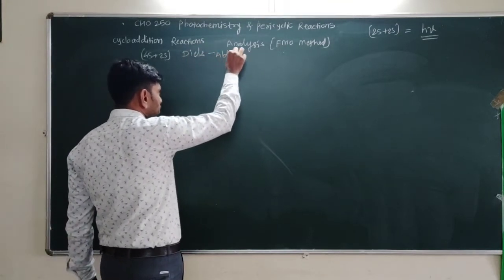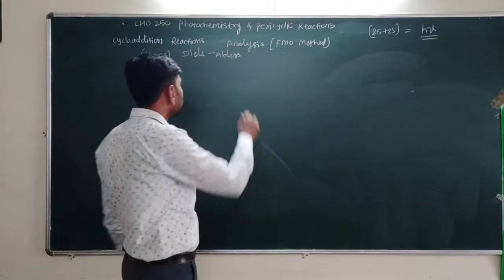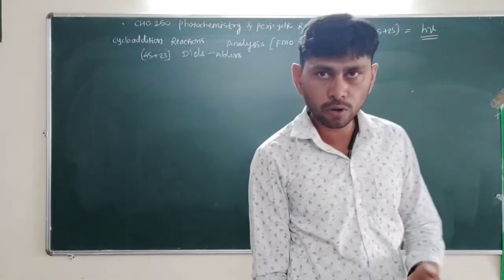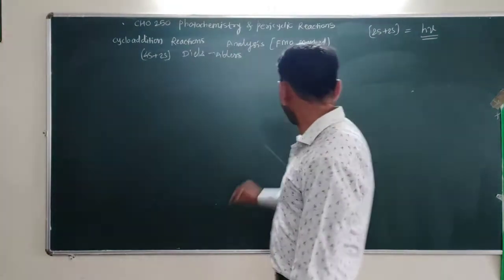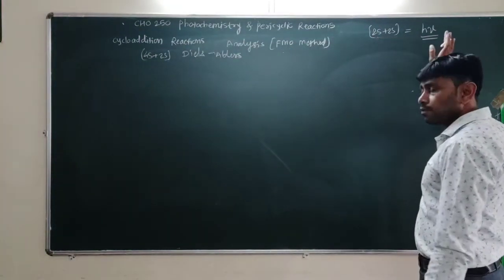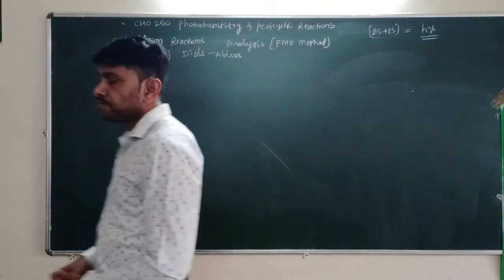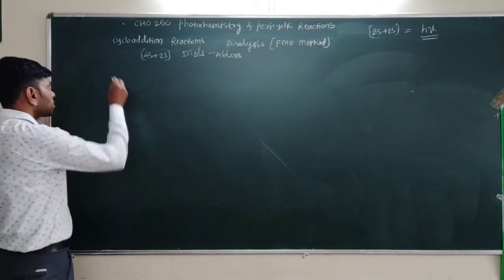So sometimes with the help of the FMO method, we can predict whether a Diels-Alder reaction is thermally allowed or photochemically allowed. So 2s plus 2s reactions are photochemically allowed. We have predicted this from the frontier molecular orbital method. Now here we have to write the first general reaction.